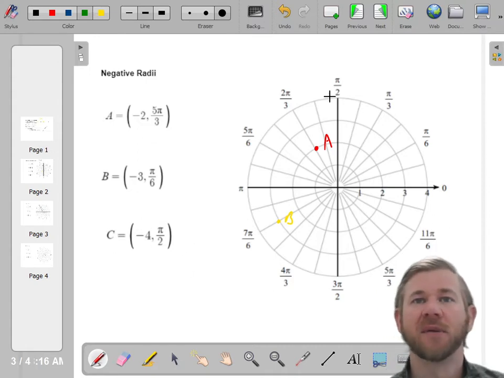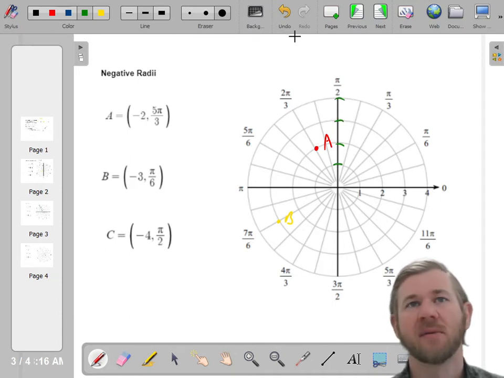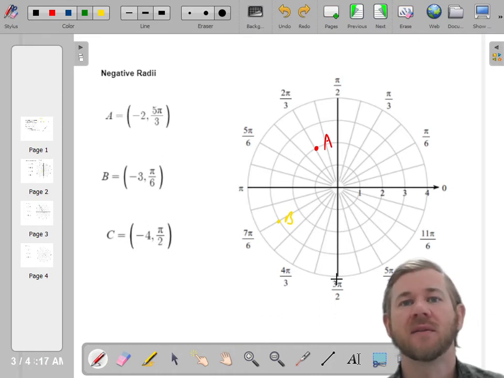Pi over 2 is up here. So if I say pi over 2, this is 1 pi over 2, 2 pi over 2, 3 comma pi over 2, 4 comma pi over 2. So then if I want to go negative, negative 1, negative 2, negative 3, this is negative 4 comma pi over 2.